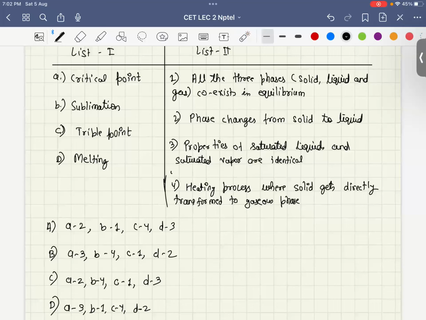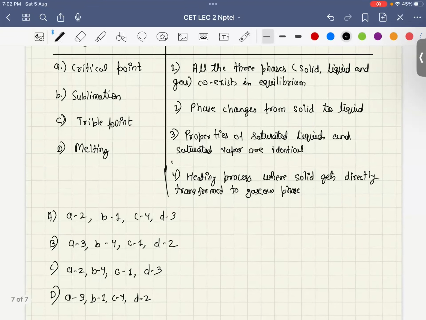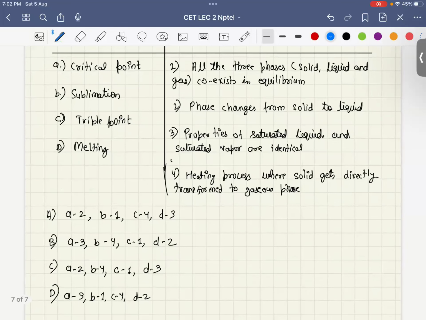So anybody got any answer? Any straightforward question. So anybody has any answer? So clearly, let us start with what is melting. Melting is nothing but conversion from solid to liquid, right?